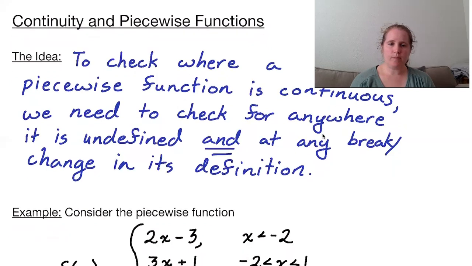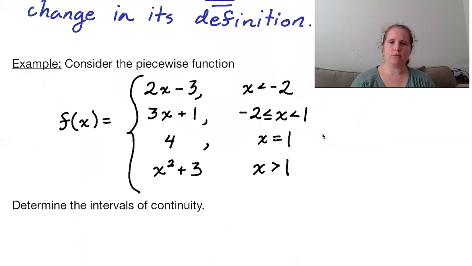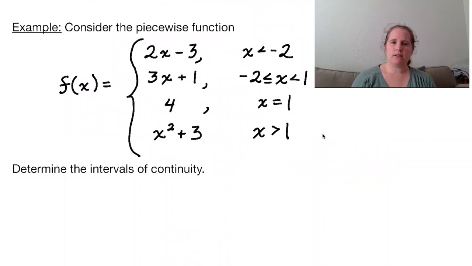For example, let's go ahead and take a look at the piecewise function. f of x equals 2x minus 3 for x less than -2, 3x plus 1 for -2 less than or equal to x less than 1, 4 at x equals 1, and x squared plus 3 for x greater than 1. So we know that all polynomials are continuous for the whole real number line. So each of these pieces is continuous, at least on its open segment, right?